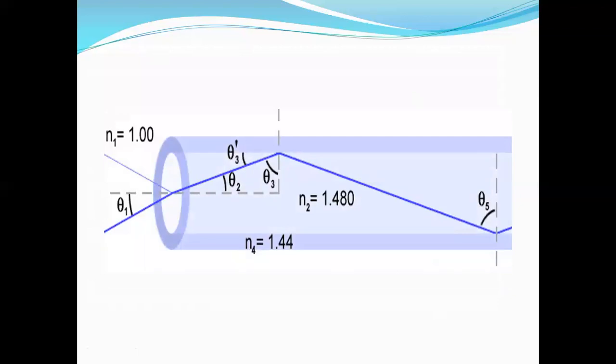Another picture of optical fiber. When light enters in this way, it bends towards the normal and hits the inner side, and is totally internally reflected and reflects in this side and comes out this side. The refractive index of air is 1, the refractive index of the core is 1.48, and the refractive index of cladding is 1.44.